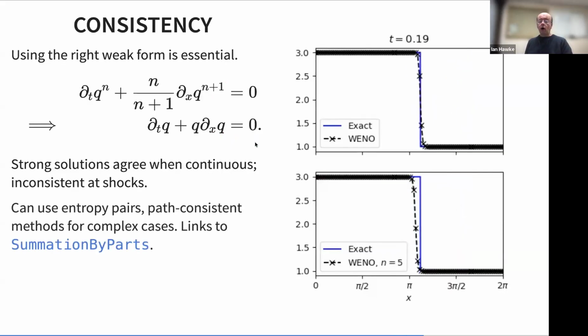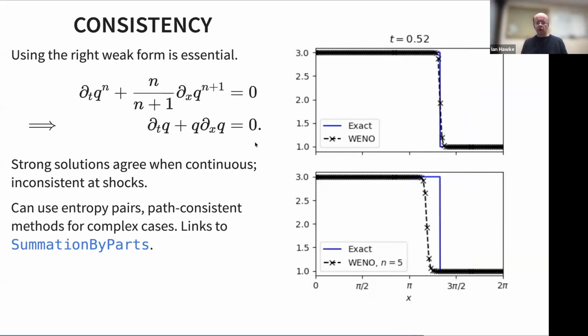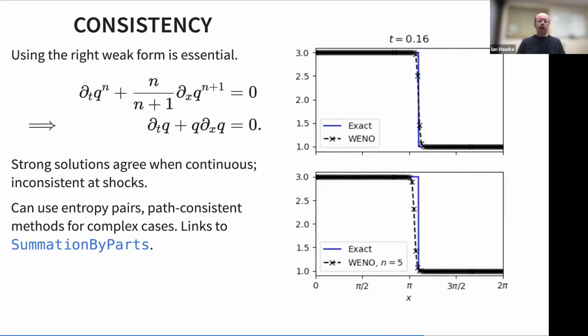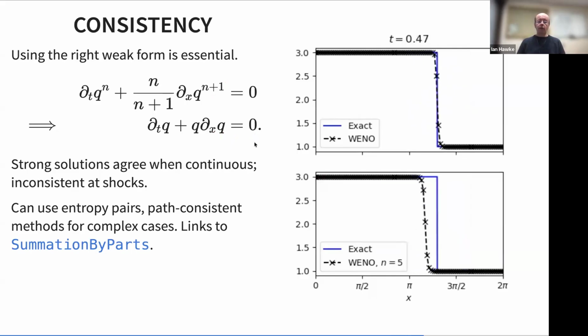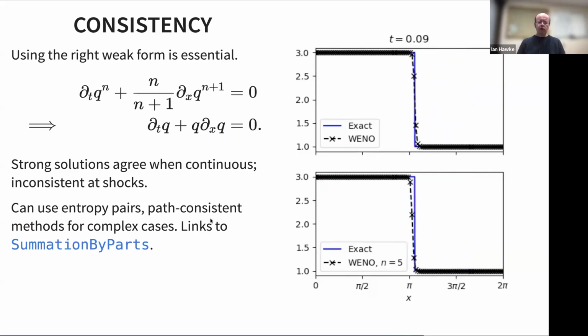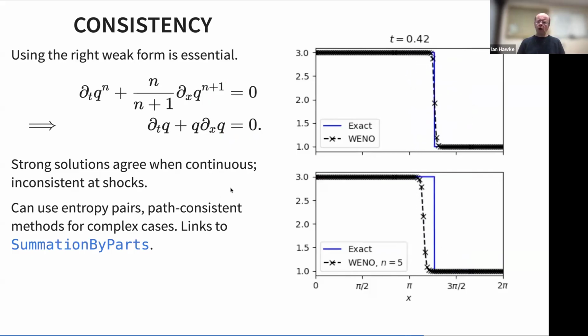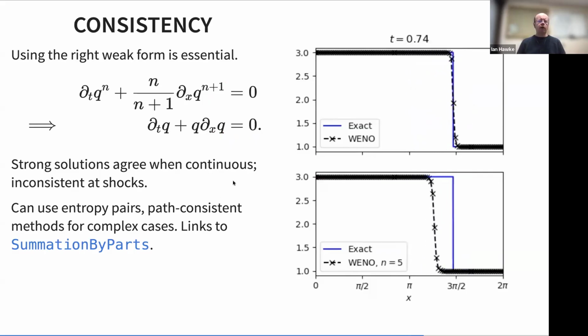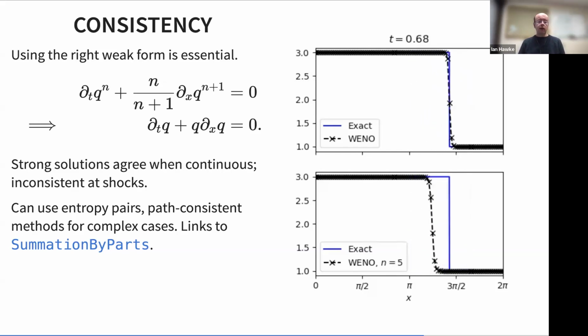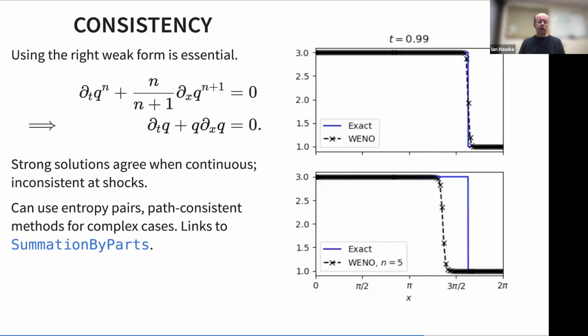Now, there are alternatives. You can use entropy pairs, there are path-consistent methods, but if you have a conservation law form, then you should always be using it. Now, I have a mention here of the summation by parts form that now appears to be defunct. I think the summation by parts approaches are now built into things like Kranc and NumPy that generate the schemes.